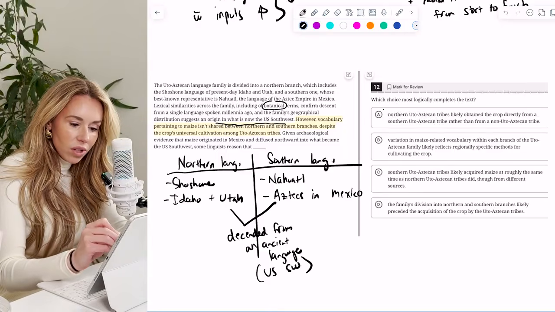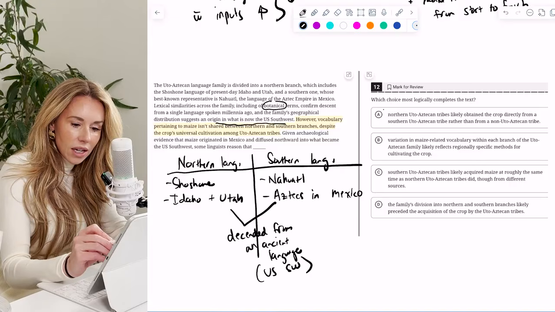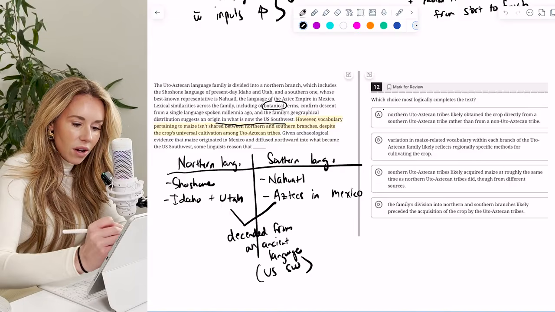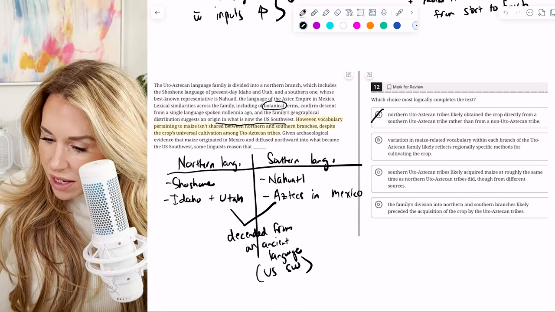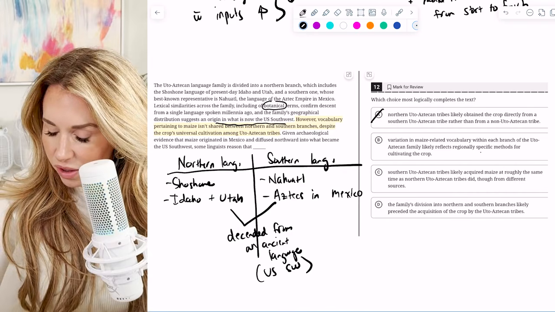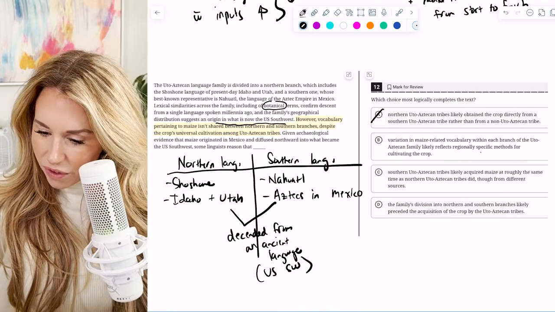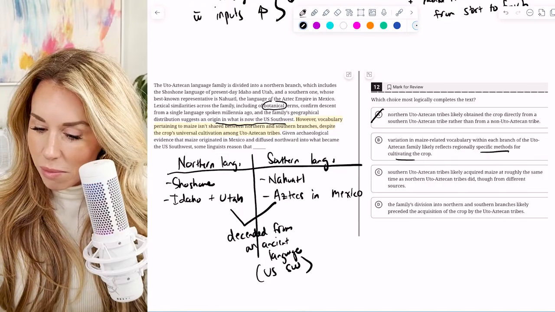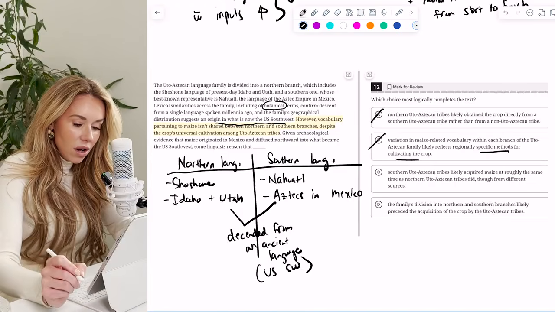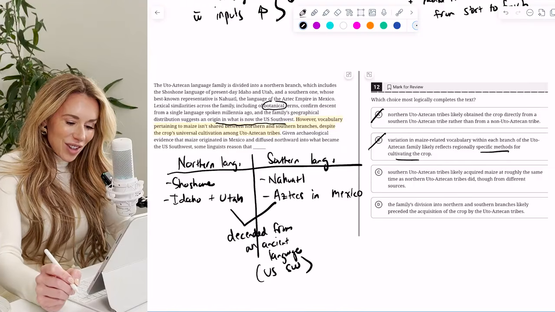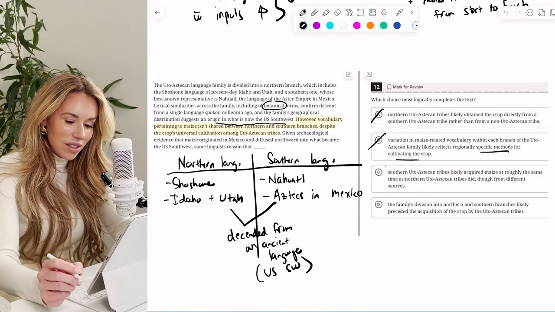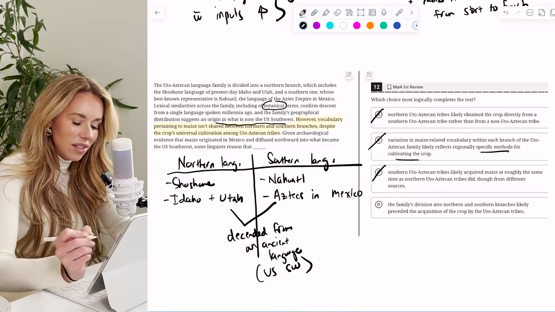So northern Uto-Aztecan tribes likely obtained the crop directly from a southern UA. Okay, no. Variation in maize-related vocabulary within each branch of the UA family likely reflects region-specific methods. Nope, we're not talking about methods for cultivating the crop. Southern UA tribes likely acquired maize at roughly the same time as northern ones did, though from different sources. No, that's not true.